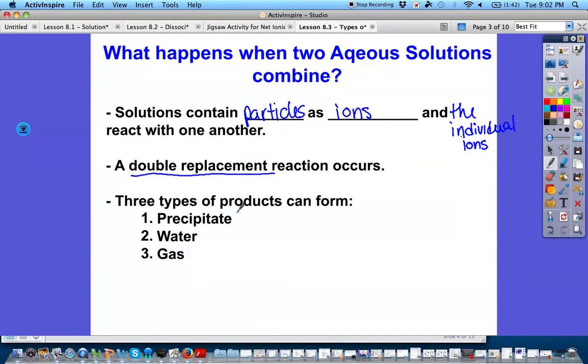The first is a precipitate. And remember, this is a solid, or it is insoluble. Water, which we discussed in our chemical reactions unit, is going to be a liquid. And gas, we would label with gas. So let's take a look at the three different products and how they form.